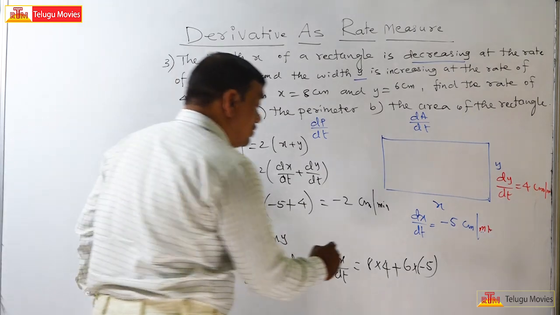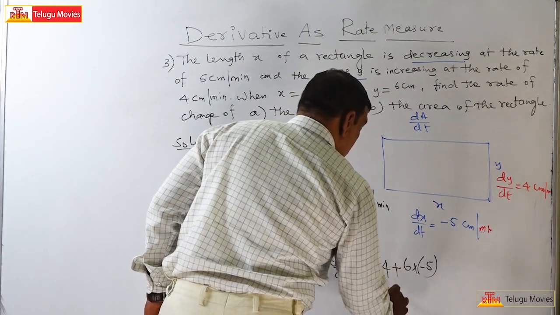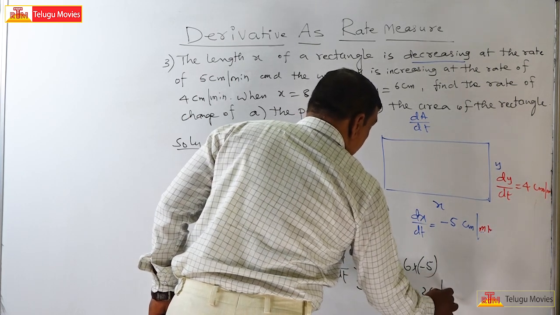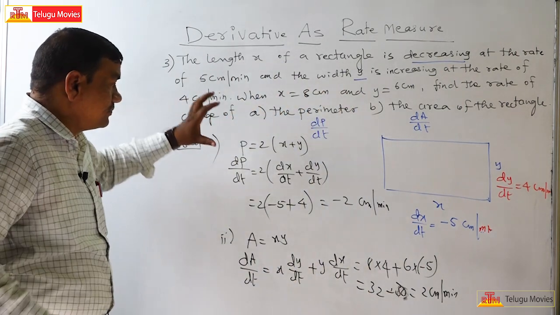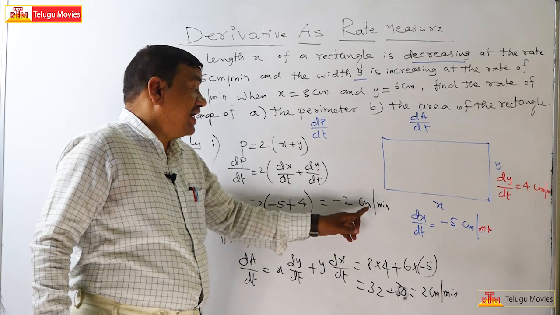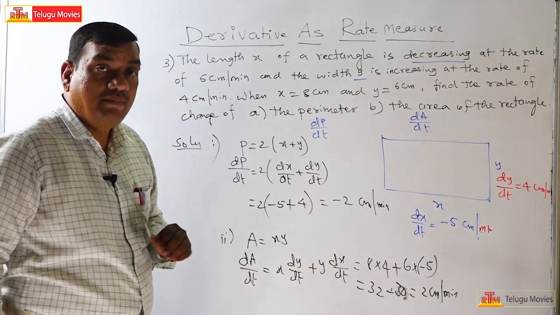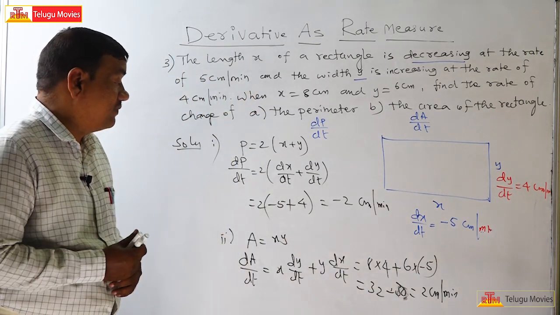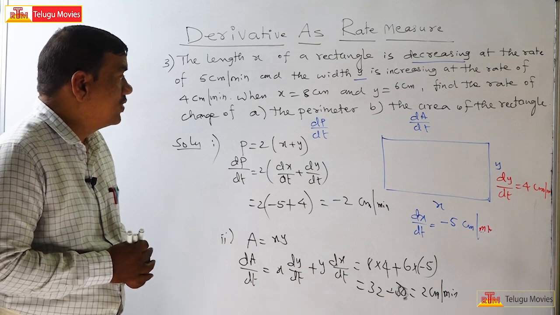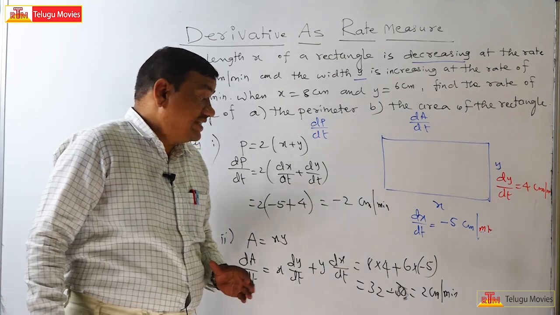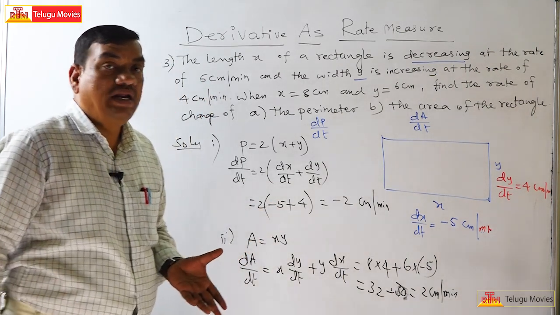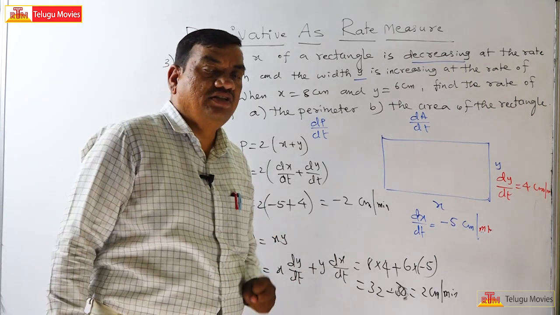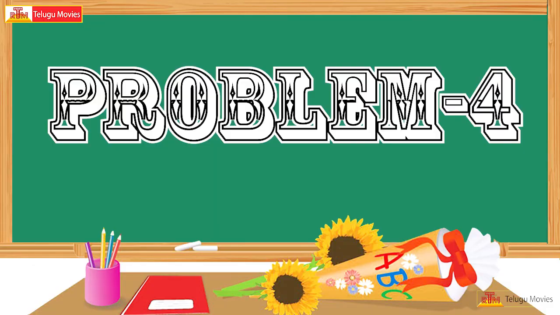So 8 4s are 32, 6 5s are 30. So this is equal to 2 centimeters per minute. That means the perimeter decreases at the rate of 2 centimeters per minute, whereas the area increases 2 centimeters per minute. So very easy problem, very basic level problem this is. I hope that you understand this solution. Let us move to the next problem.